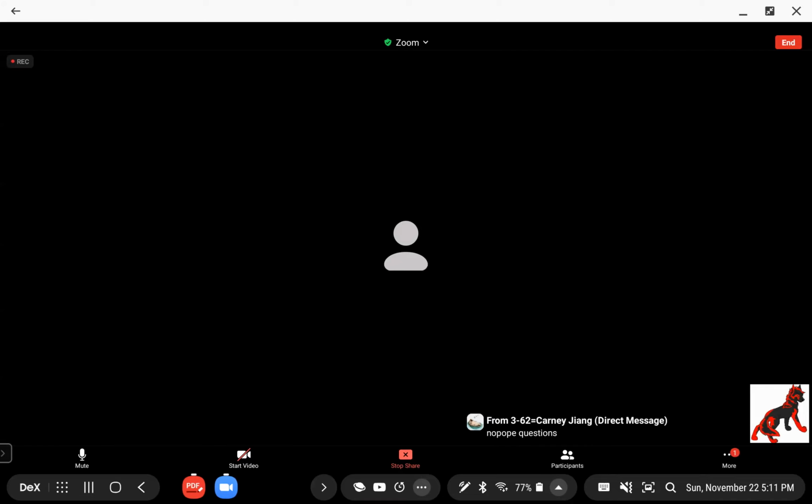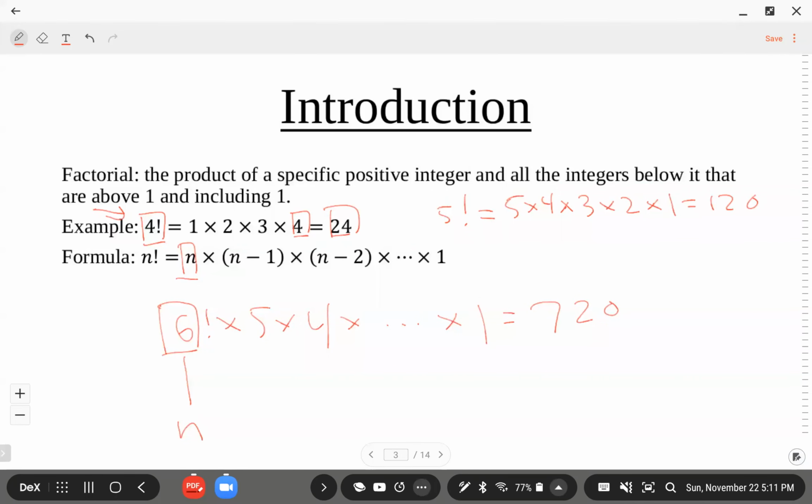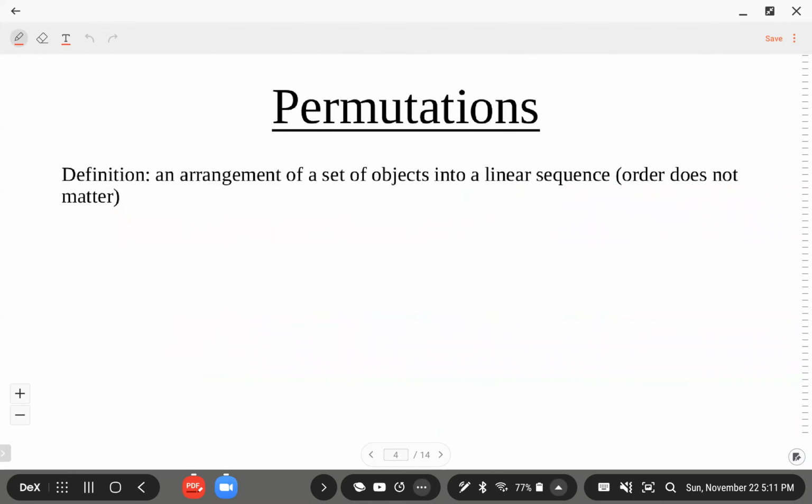Then I will go to permutations. You really need to understand factorial for this. The definition of a permutation is an arrangement of a set of objects into a linear sequence. Order does not matter. Please keep in mind that order does not matter.